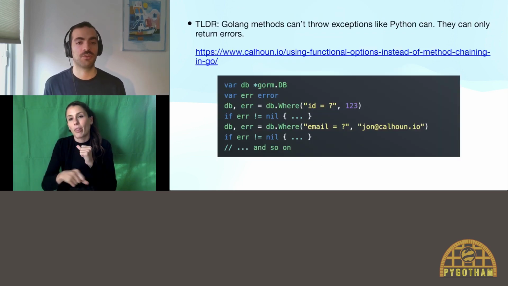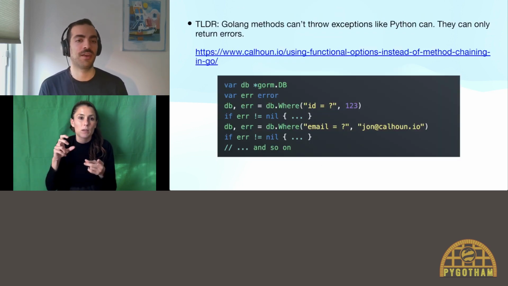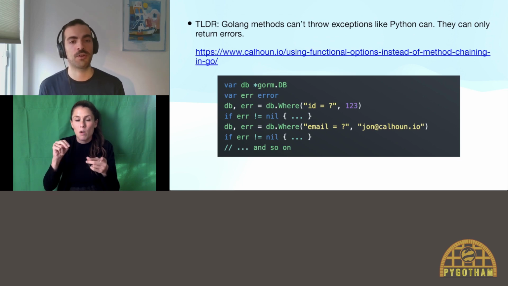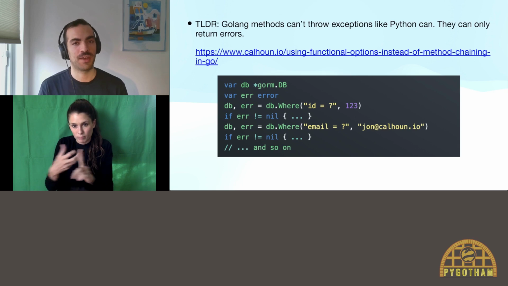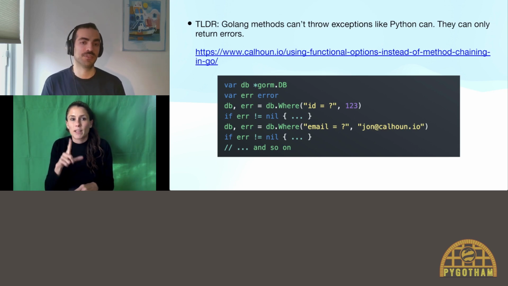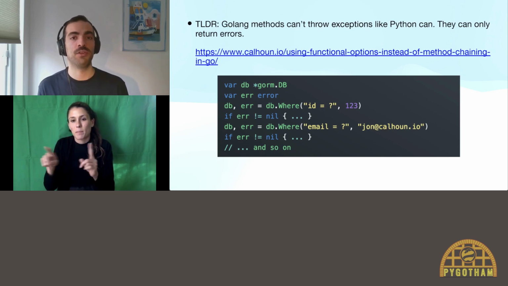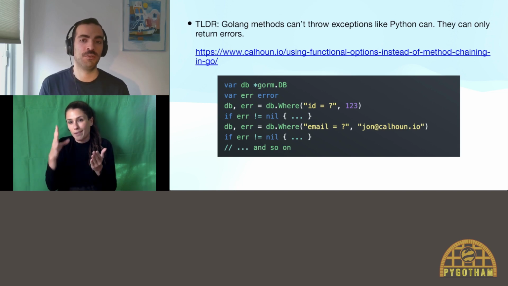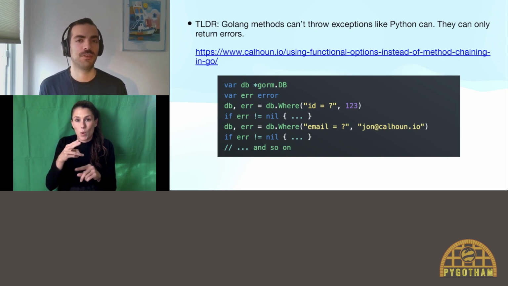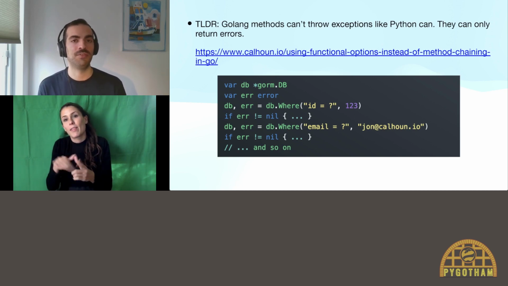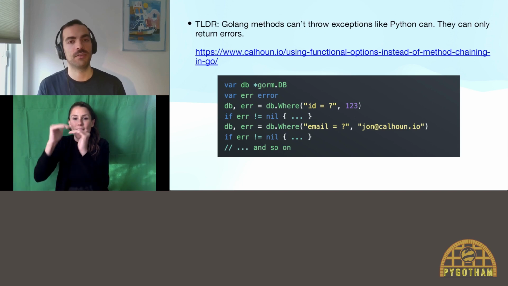So I'm not going to talk too much about this, because John Calhoun already talks about this in a blog post in quite some detail. So I'm not going to spend time diving into that rabbit hole, since it's Golang specific. But I'll give you a spoiler, something you might not have known about Golang. In Golang, methods can't just throw exceptions. You have to return them, and then process them at a higher level.